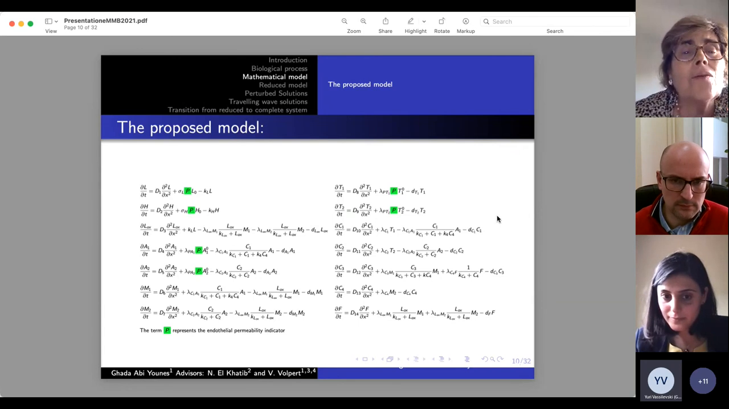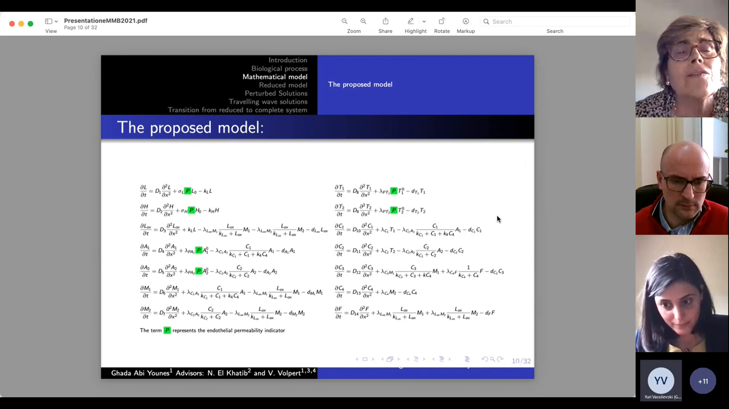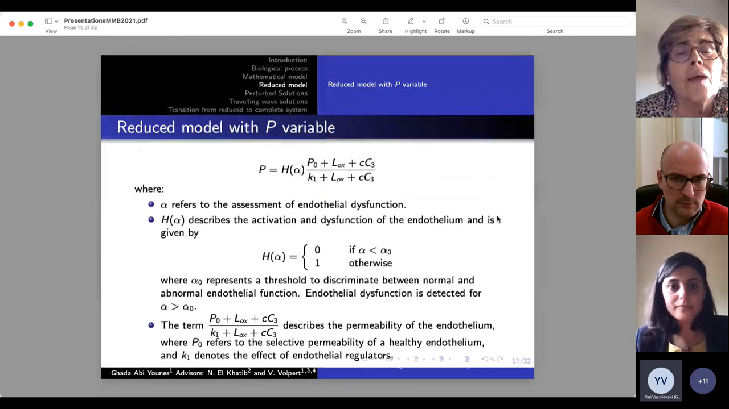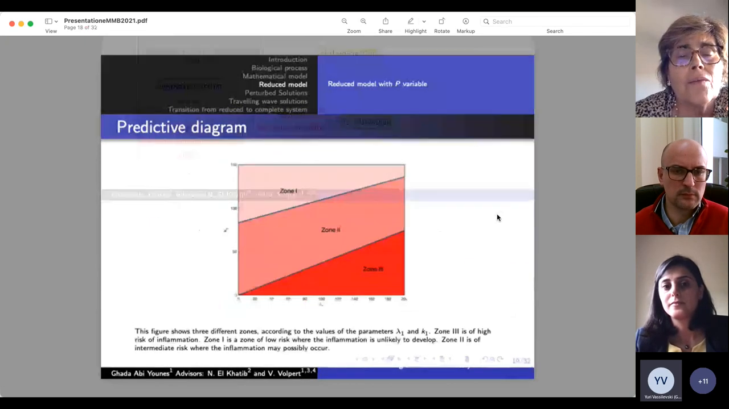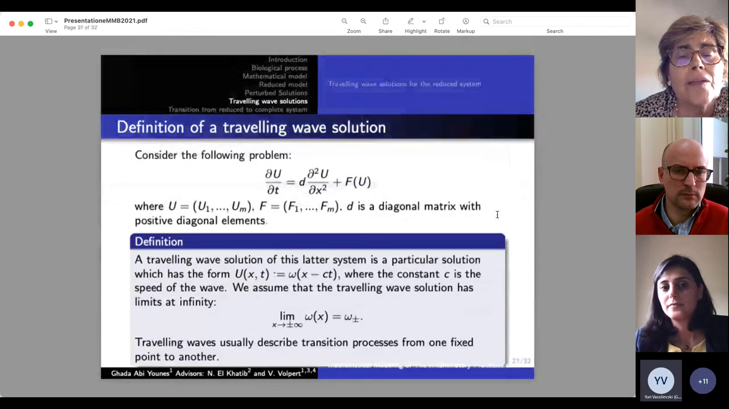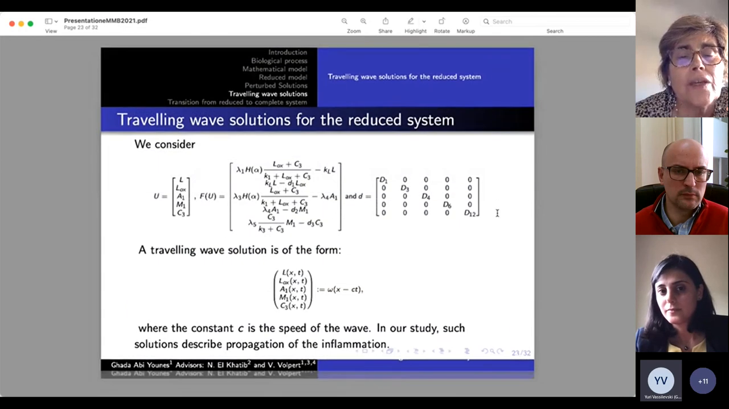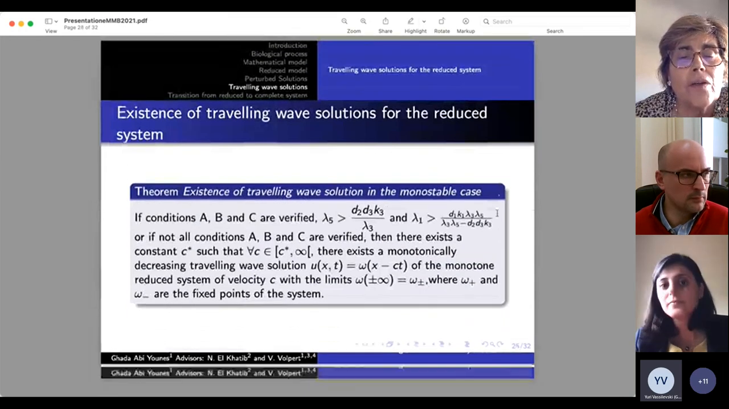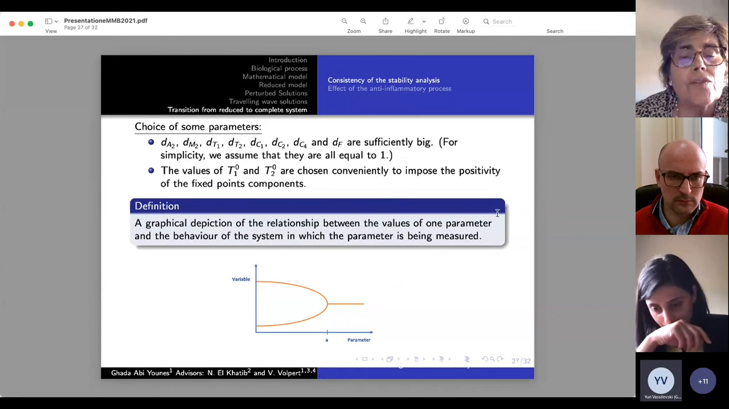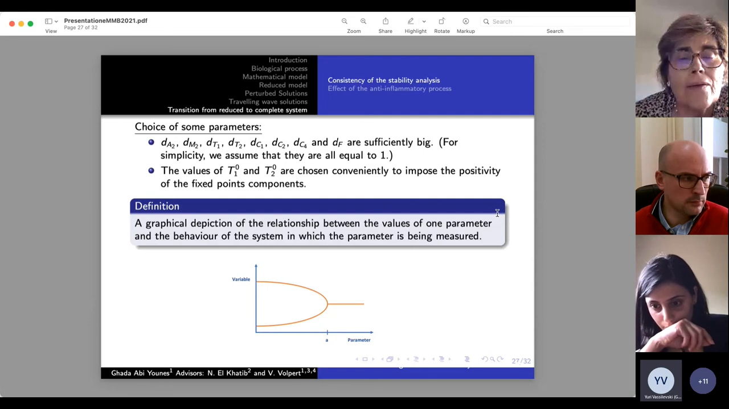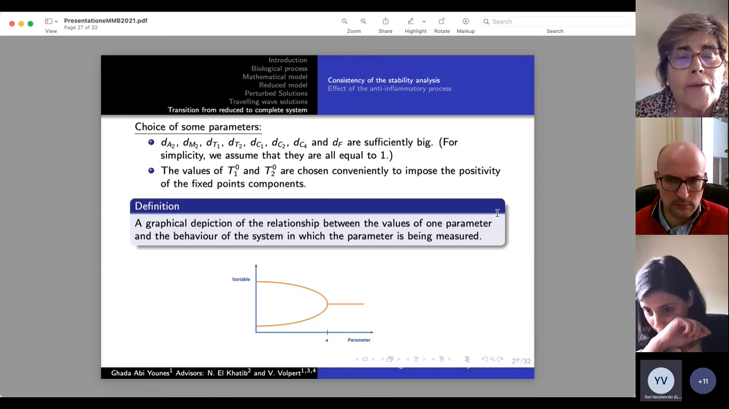At the end, you showed the transition from the reduced to the complete model. Somehow you proved the reduced model, so there is a kind of equivalence between the two models. Not exactly equivalent, but through this reduced model, you could reproduce the same results as by studying the full model. Is that so?